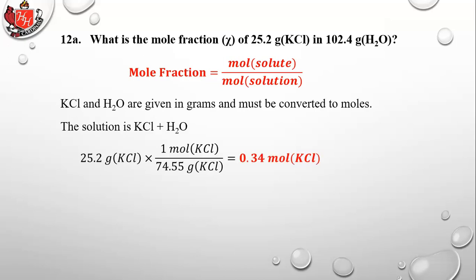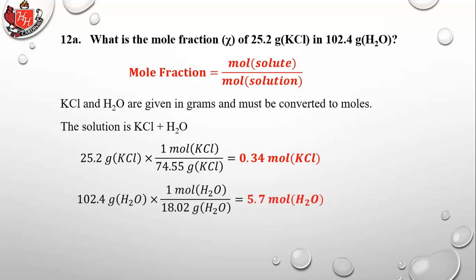The molar mass of KCl is 74.55 grams per mole. You put that on the bottom, so the grams of KCl cancel out and you end up with moles of KCl, 0.34. For water, we know the molar mass of water. We've used that a lot. It's 1 mole of H2O equals 18.02 grams of H2O. Grams of H2O cancel and you end up with moles of H2O. In this case, it's 5.7 moles of H2O.